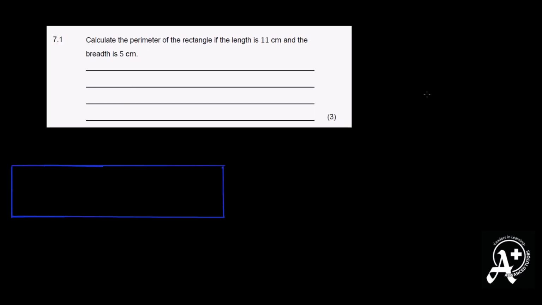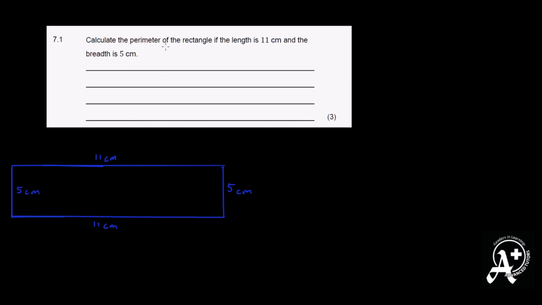Point 1, they ask us to calculate the perimeter of a rectangle if the length is 11 centimeters and the breadth is 5 centimeters. So we know that in a rectangle our length would be the same for our opposite sides here, and our breadth, in this case 5 centimeters, would also be the same for our opposite sides here.